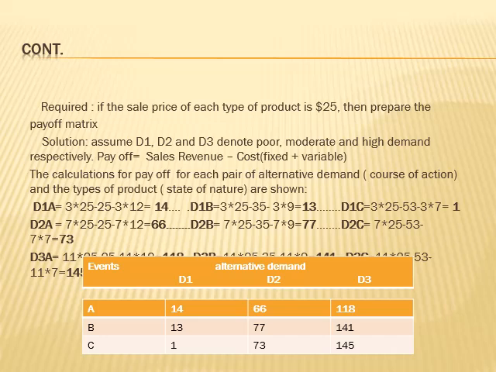For product C, when demand is poor, the quantity demanded is 1 unit. When demand is moderate, 73 is demanded. When demand is high, 145 units is demanded. Now, this is how to construct a payoff matrix using various givens.